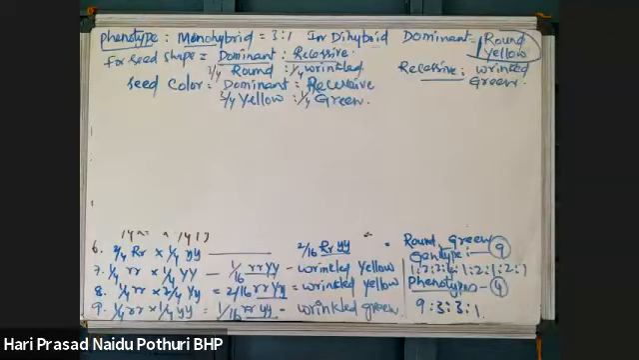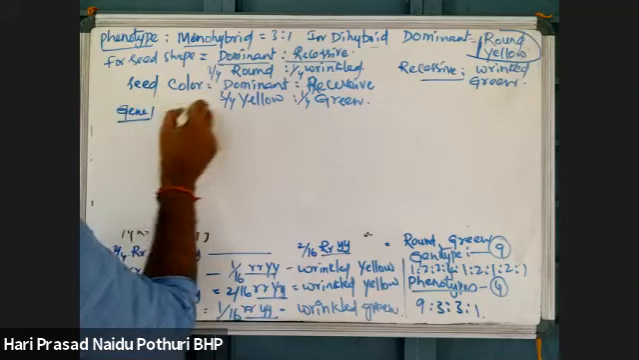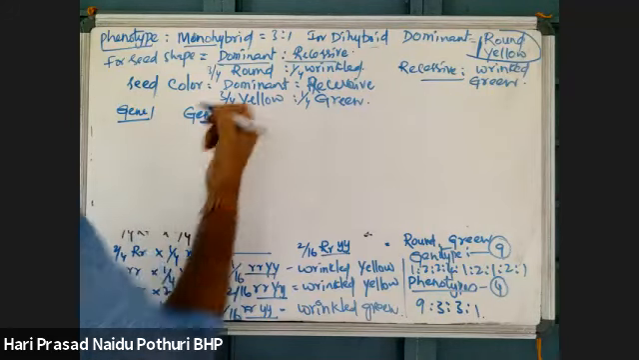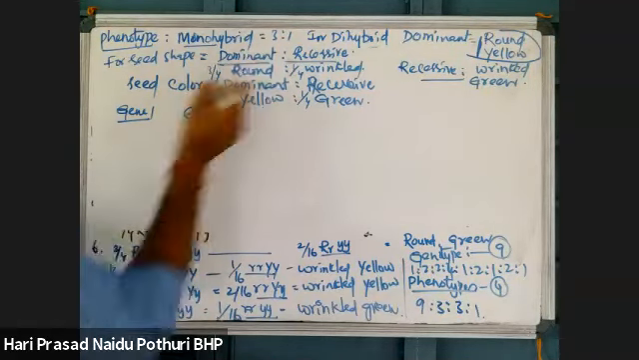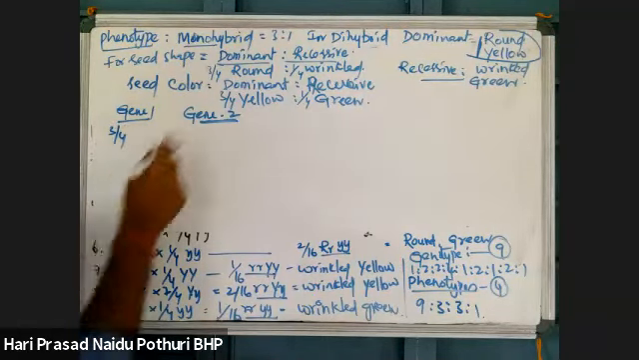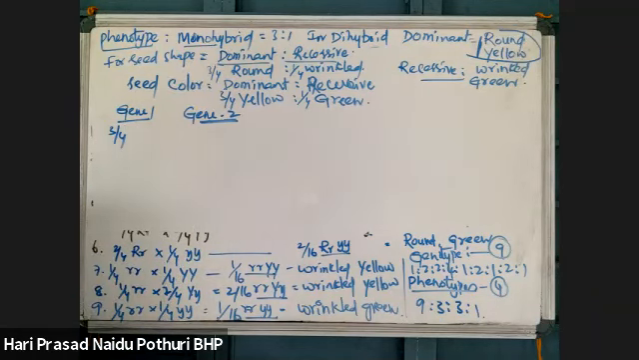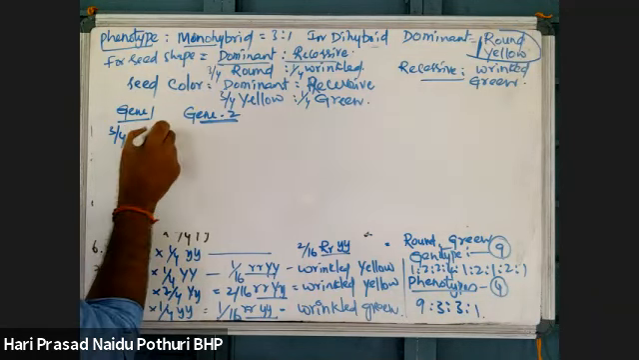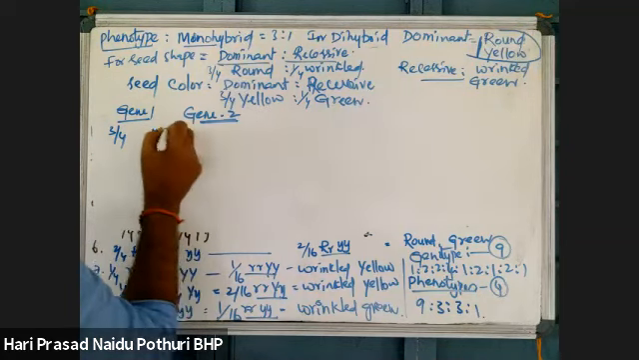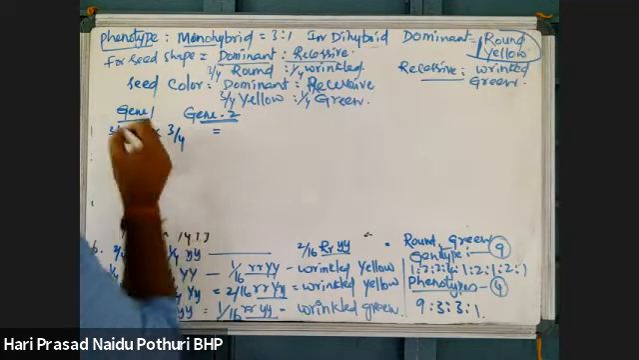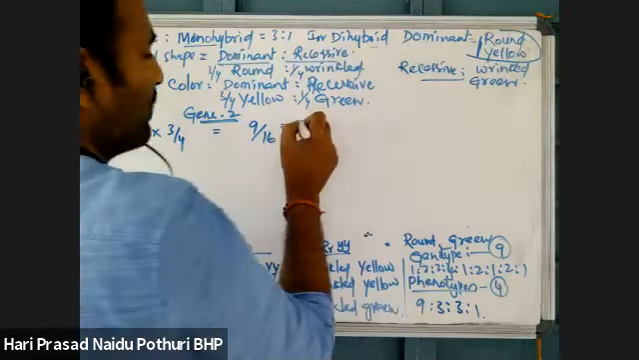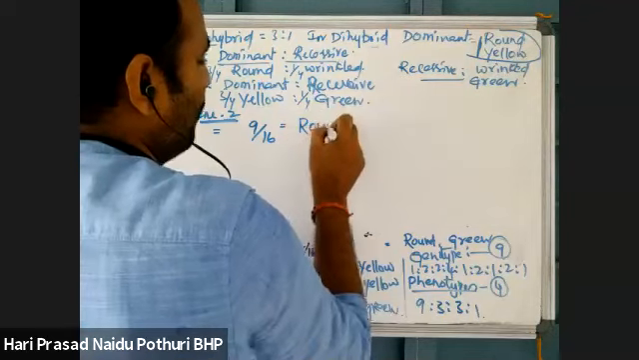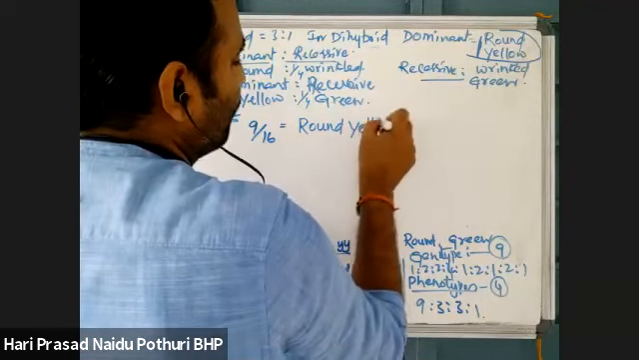Now see the phenotypes. Gene 1, gene 2. What is gene 1? Suppose 3/4 is round. When it is crossed with yellow, 3/4 yellow means 9/16 will come as a phenotype which is dominant, round, yellow. Yes or no?